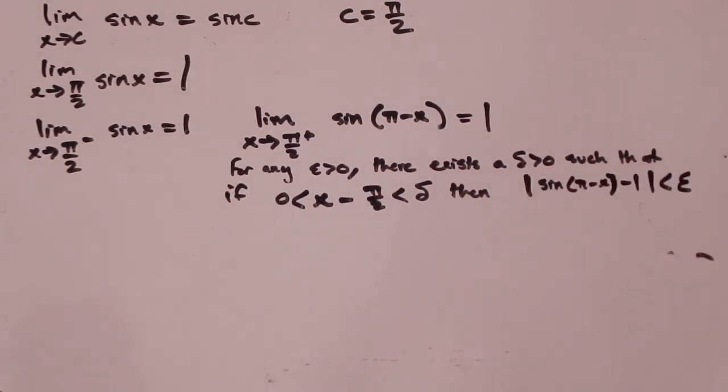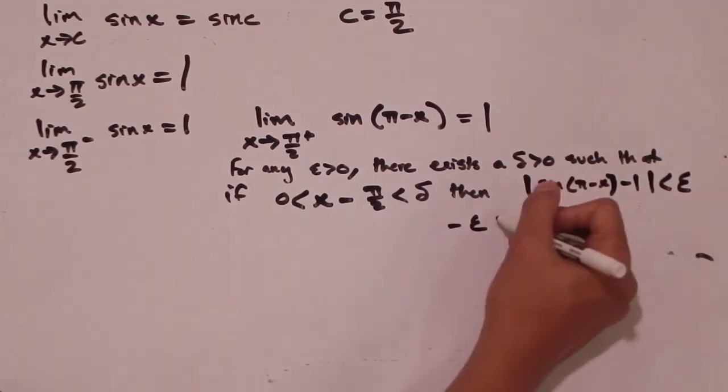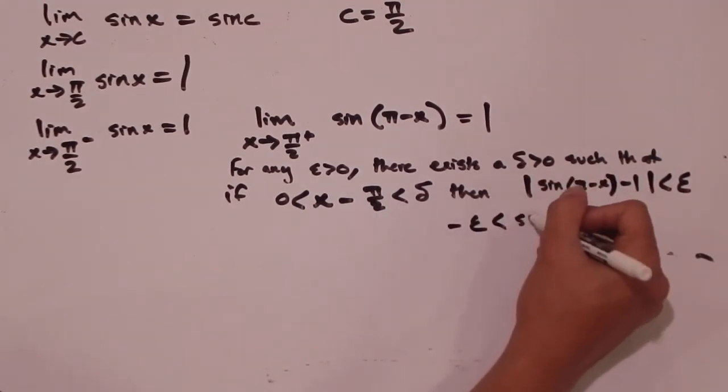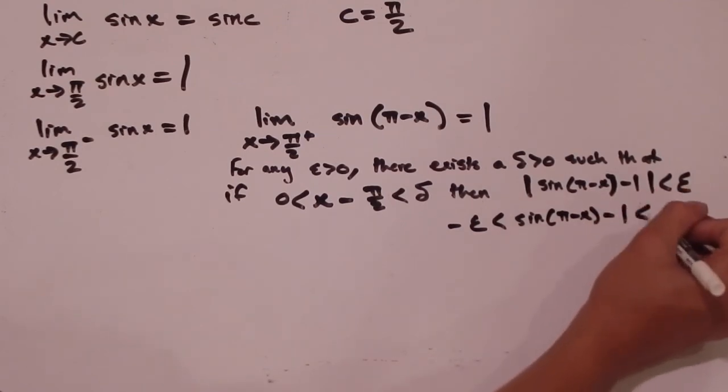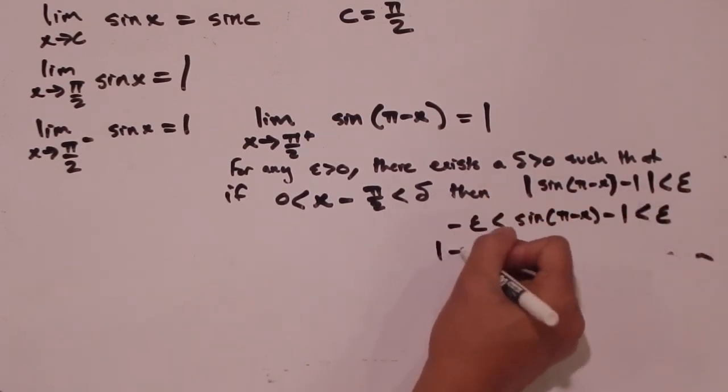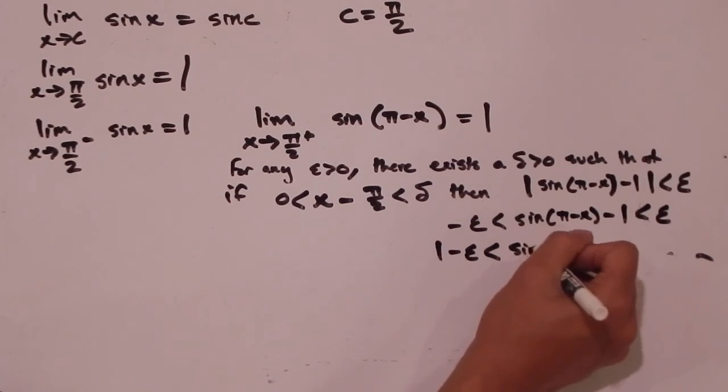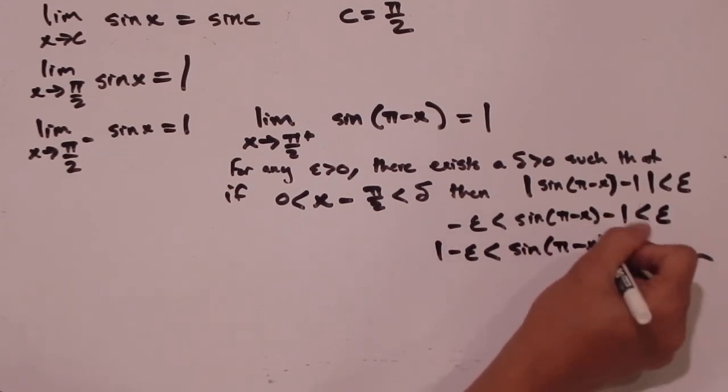Well, I'm going to go through and do exactly what we did last time. It's going to be the exact same process. So we're going to have the absolute value of sine of pi minus x minus 1 is less than epsilon. We're going to add 1 to each side. Sine of pi minus x.